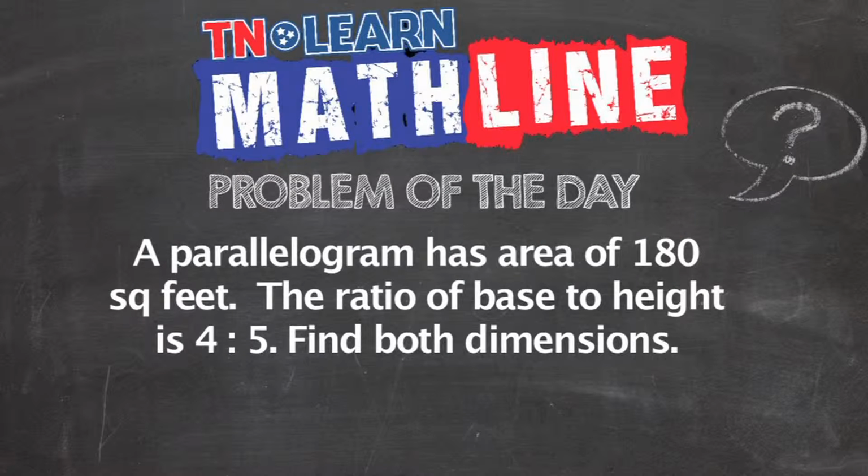A parallelogram has area of 180 square feet. The ratio of base to height is 5:4. Find both dimensions. That would be base and height.